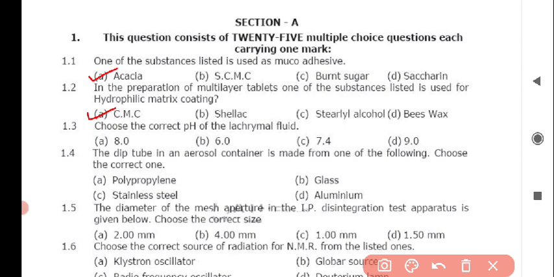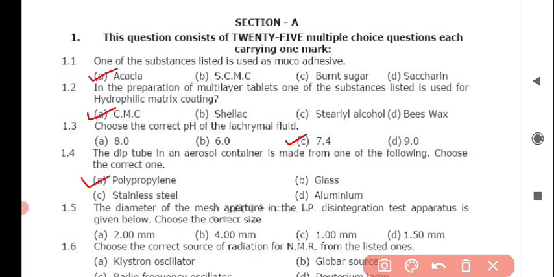Next question, choose the correct pH of the lacrimal fluid. So the correct answer is option C, 7.4. Next question is, the dip tube in an aerosol container is made from one of the following. Choose. So the correct answer is option A, polypropylene.